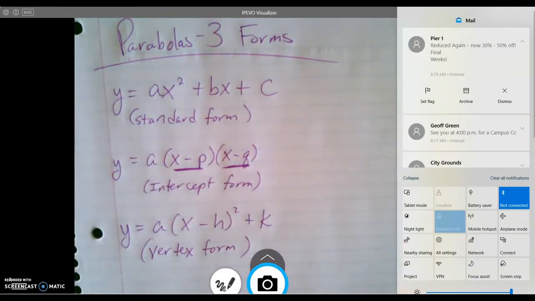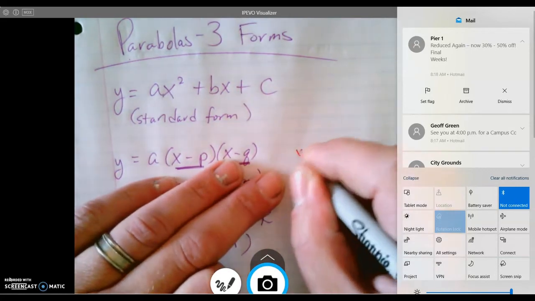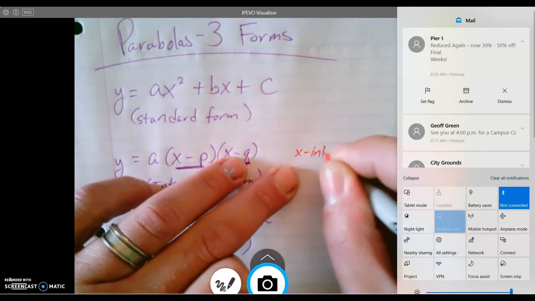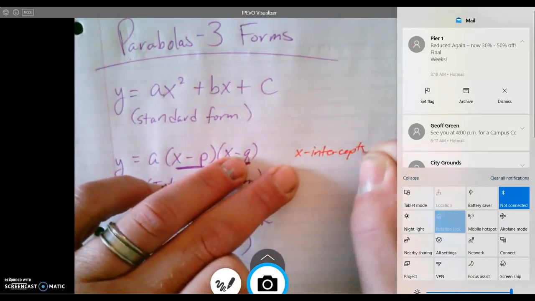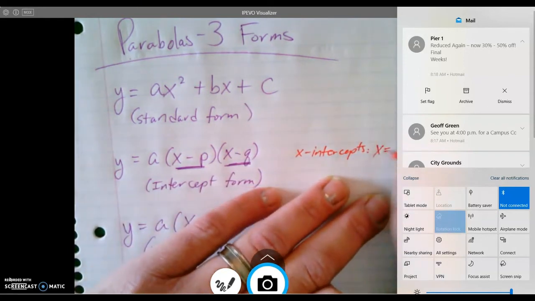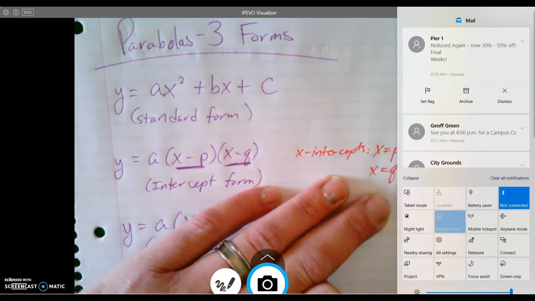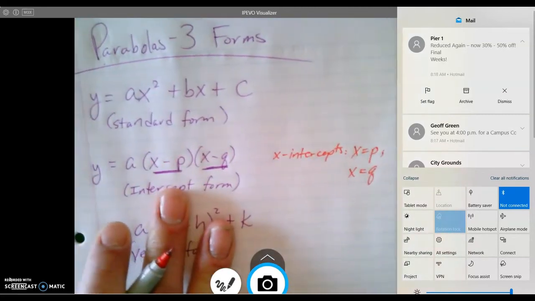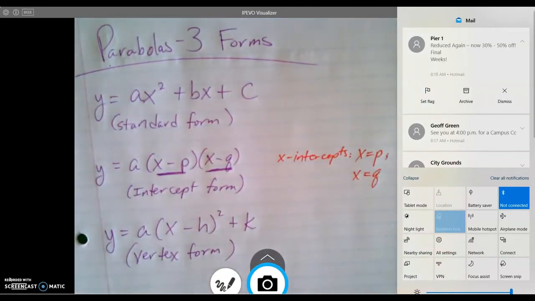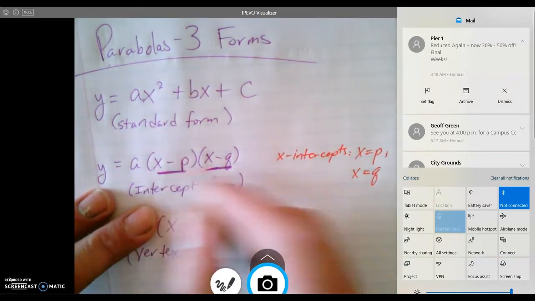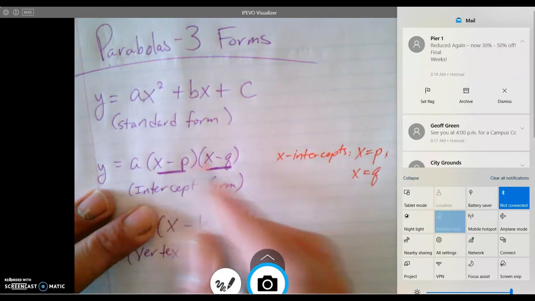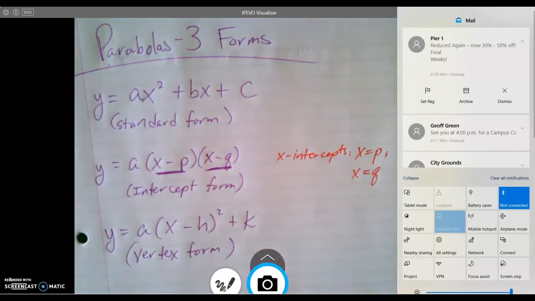Okay. So let's start in the middle, with the x-intercepts. Here will be x equals p and also x equals q. Oh, I'm sorry, you can't see that. There we go. x equals p and x equals q. And that's because when you solve this equation by setting it to 0, you'll get those. And we'll go through an example like that.